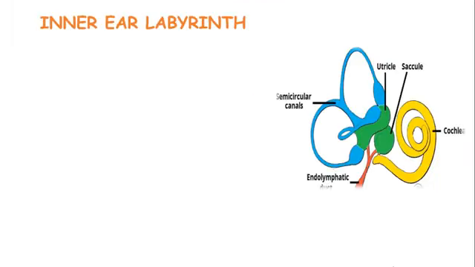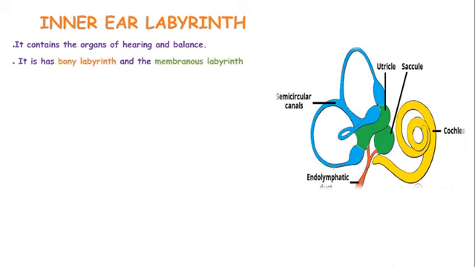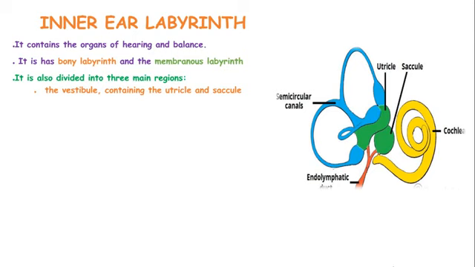The inner ear, the labyrinth. The inner ear contains organs of hearing and balance. It has the bony labyrinth and the membranous labyrinth. It is also divided into three main regions: the vestibule, which contains the utricle and the saccule, three semicircular canals, and the cochlea.